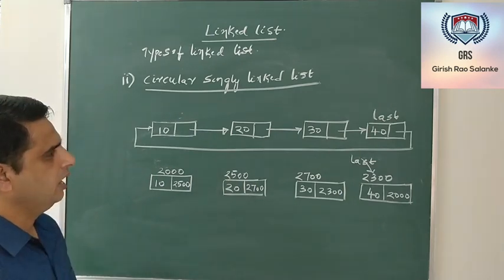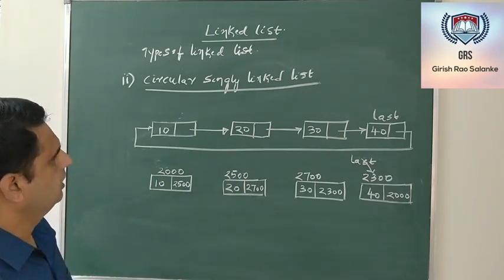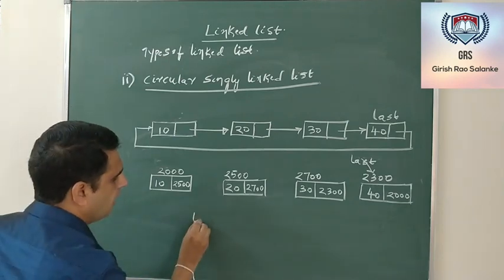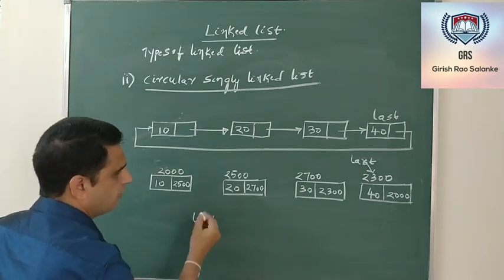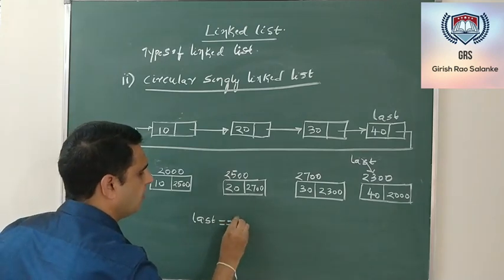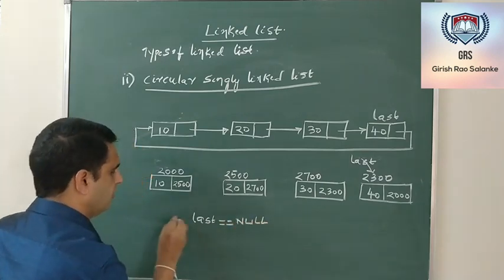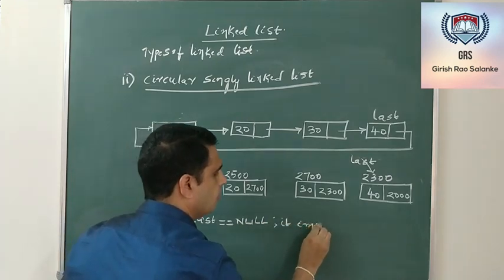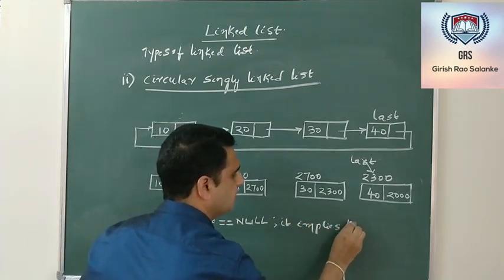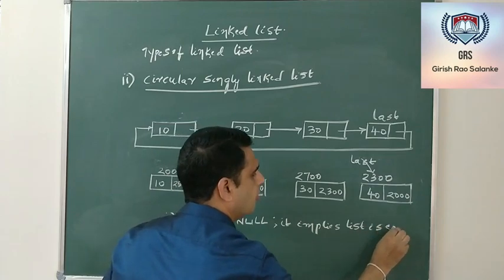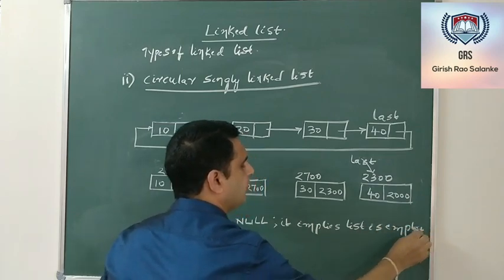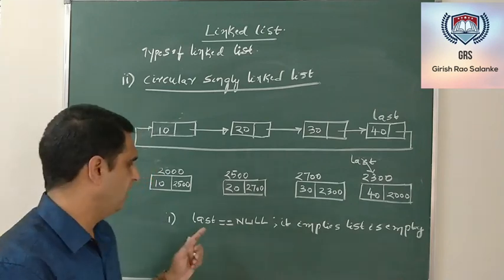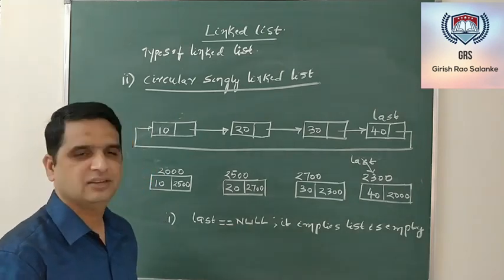Now what can be noted about this linked list is, first point, if last is null, it implies the list is empty. Because if last is there, then it implies that there is a single linked list. If last is null, then it implies the list is empty.